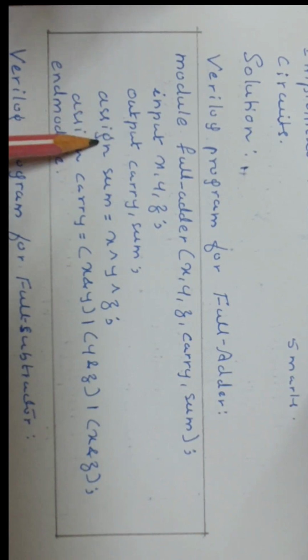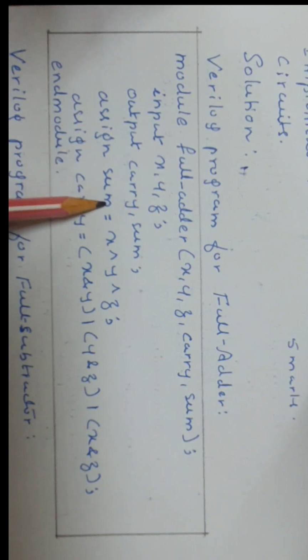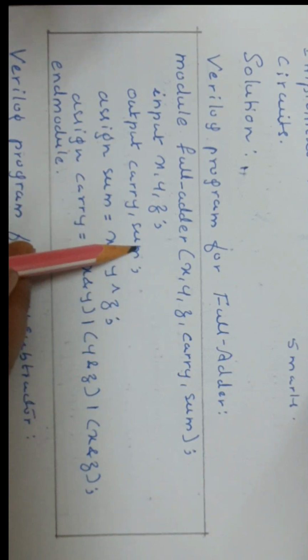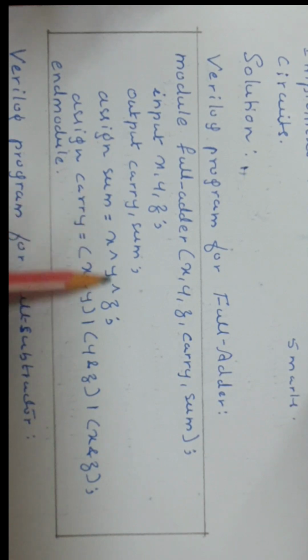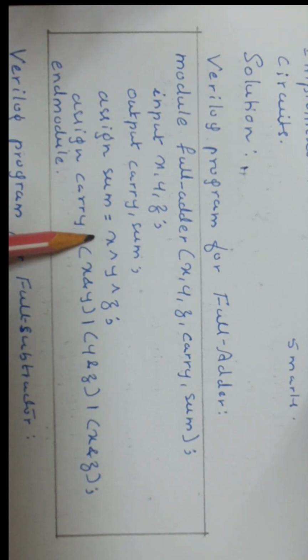Then the reserved word assign, sum to some output variable here. What is assigned? Sum equal to X XORed Y XORed Z, semicolon. This cap symbol indicates the logical XOR operation. As per the design of full adder, the expression for sum is X XORed with Y XORed with Z, and that is what is written here. Carry is xy or yz or xz. So that we write here.